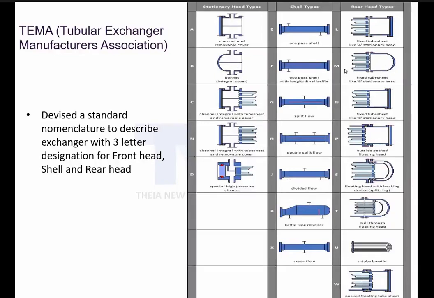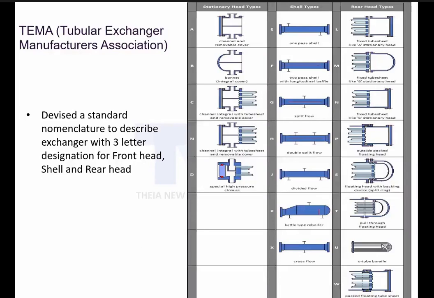BEM is more recommended. So when you have a removable bundle, like this U-tube, you can use A. So AEU is one of the recommended when you have U-tube bundles. Why? Because I want to remove it. There is no need to remove my inlet and outlet flanges. I can remove this flange and I can pull out the tubes. So wherever I can pull out the tubes, A is most advisable.